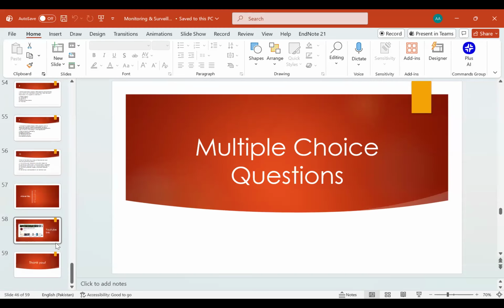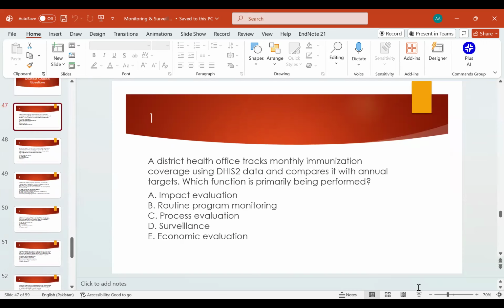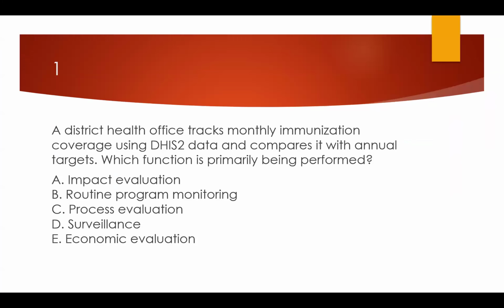Now we come to the multiple choice part of the presentation. Let's start with MCQ 1. A district health officer tracks monthly immunization coverage using DHIS2 data and compares it with annual targets. Which function is primarily being performed? Impact evaluation, routine program monitoring, process evaluation, surveillance, or economic evaluation? B. Yes, it is routine program monitoring.